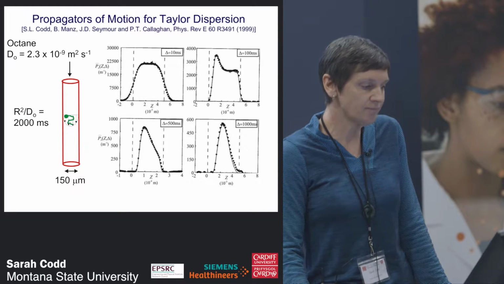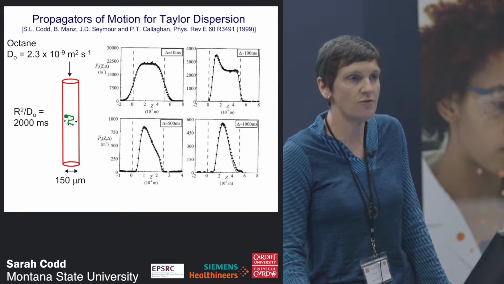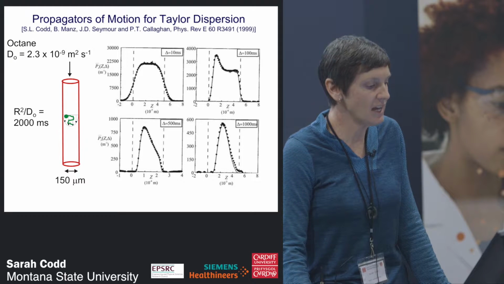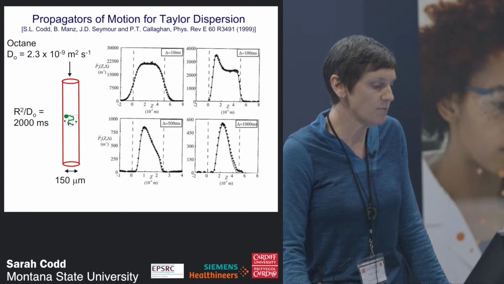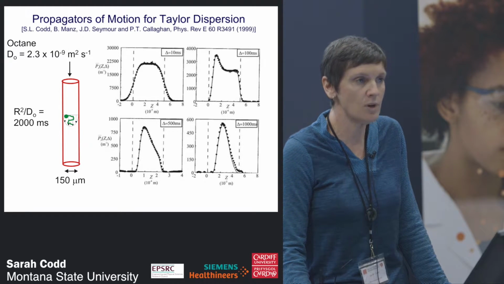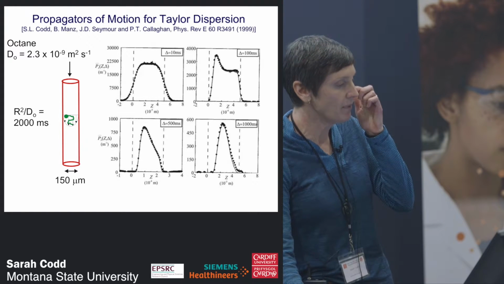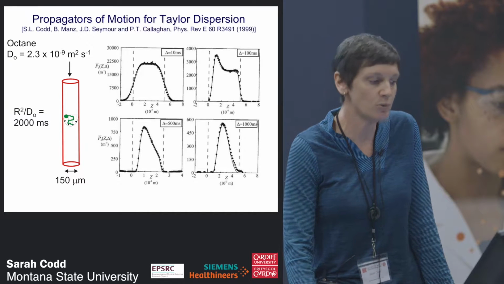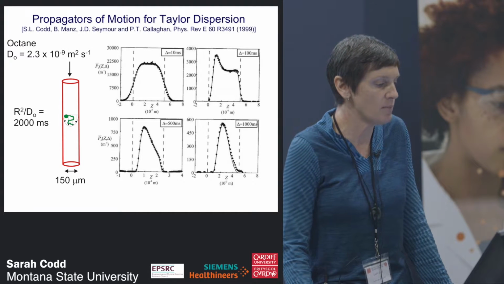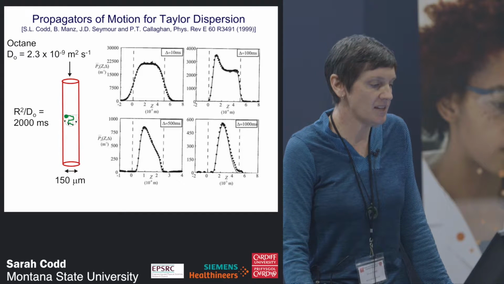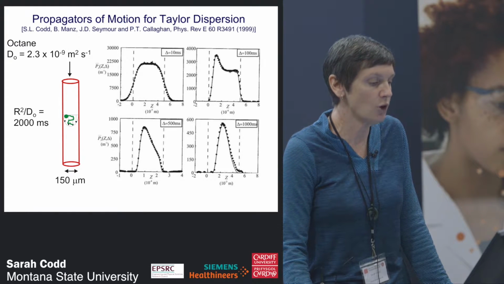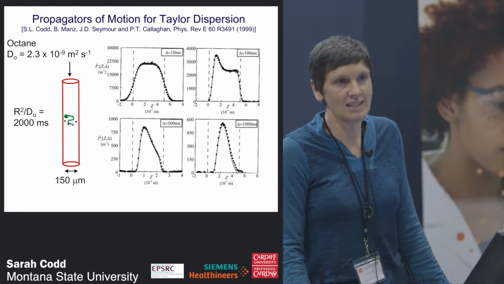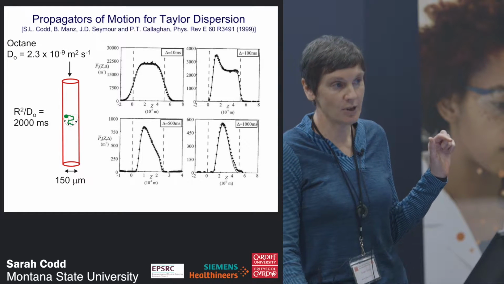So we found a system. We used octane diffusing in a 150 micron capillary. Octane had the right diffusive properties that it was able to sample this entire 150 micron capillary in 2 seconds. That was really the maximum window that we had available to us with the PGSE experiment and the NMR system. And the type of flow that we wanted resulted in us needing to basically use a 2 centimeter pressure head.